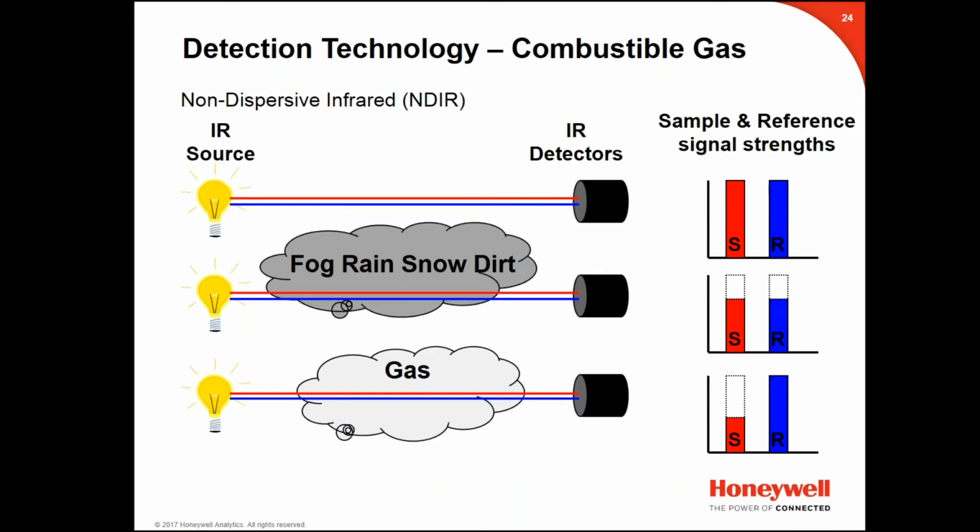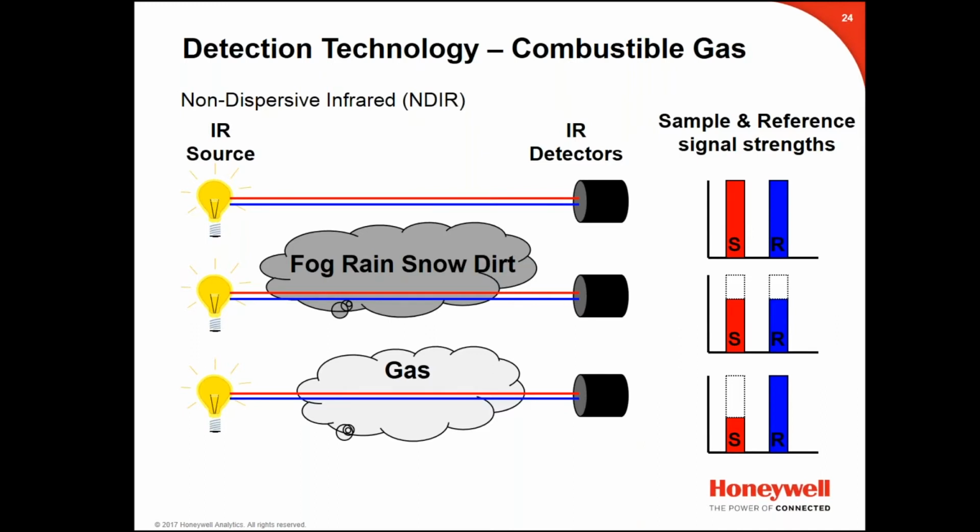So the absorption wavelength is known as the sample wavelength, and the wavelength at which no absorption is expected is known as the reference wavelength. The measurement made is the change in ratio between the sample and the reference signals.